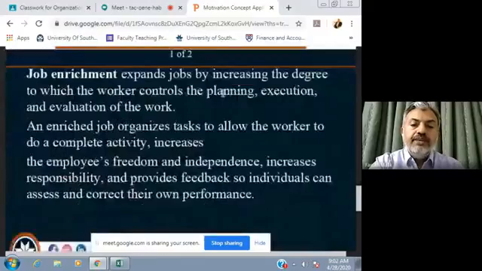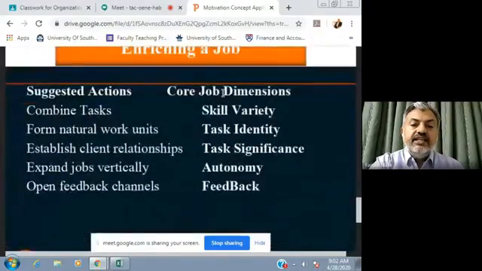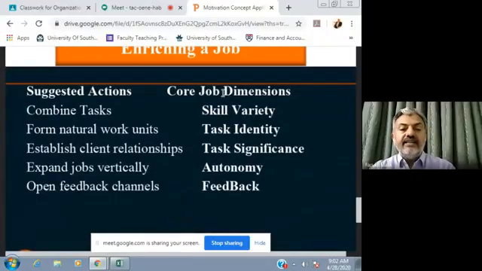Job enrichment can be done by suggesting different actions like combining tasks, forming natural work units. People who are like-minded can easily work with each other. So you form a natural work unit, then you establish client relationships.